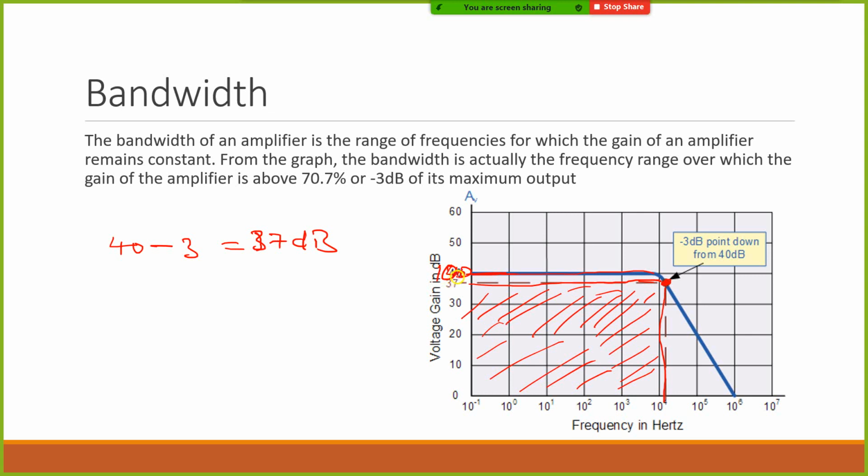97. So you would look on your graph for 97, and then find the value that corresponds with that on the y-axis, and on the x-axis that is going to tell us the frequency, right? Which is your bandwidth.